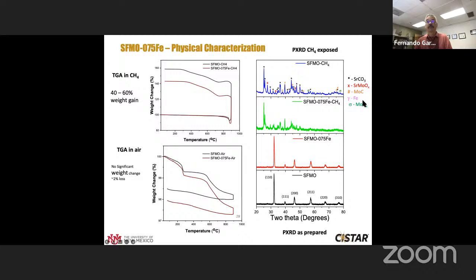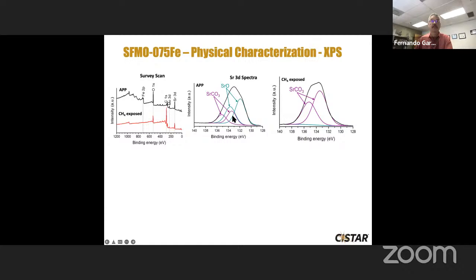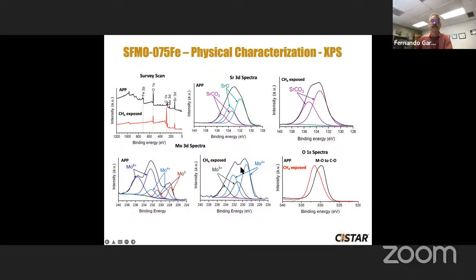The starting material looks great under these conditions, but unfortunately we get this decomposition. Some other physical characterization of these materials includes the XPS characterization, where we see the strong formation of the strontium carbonate in the presence of methane. And we also see shifts in the molybdenum oxidation state, which agrees with the diffraction which we saw.